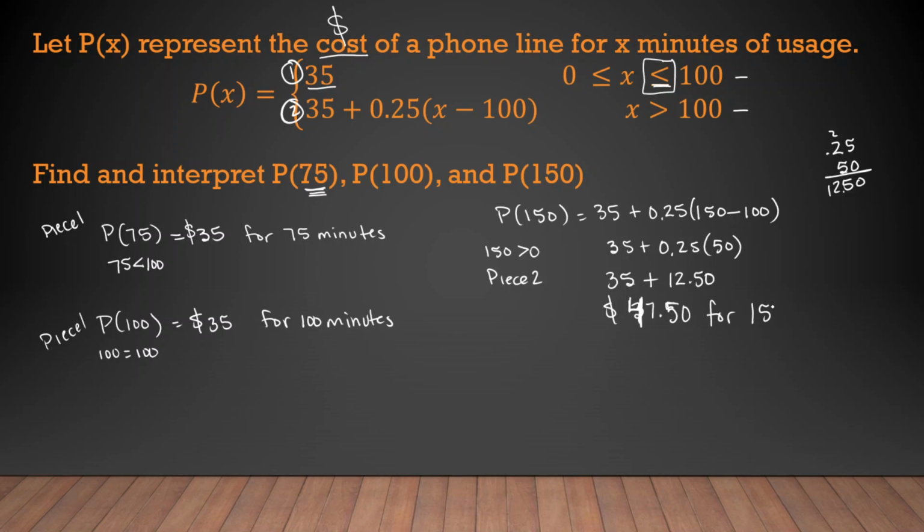for 150 minutes. Now, some phone plans do work this way, that you have a limited number of minutes or a limited amount of data, and so then they'll charge you for data after that. A lot of plans these days are becoming unlimited, so it's set up a little bit different, but this is very common in the past.